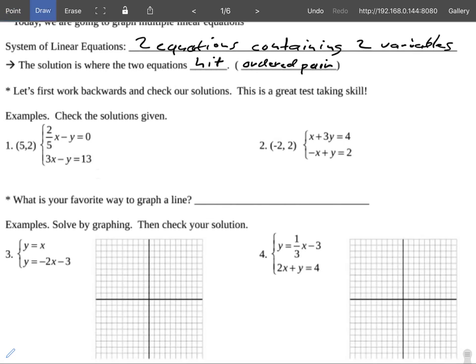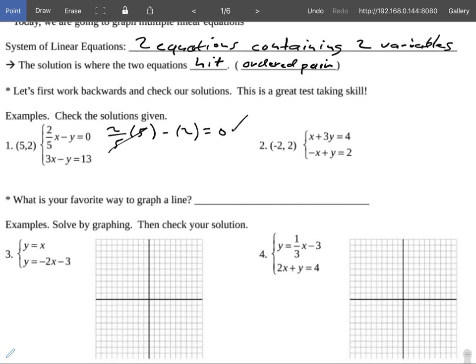So we're going to plug in 5 for the x in the first equation. That would look like 2/5 times 5 minus the y value, which is 2. And we want to see if that's equal to 0. Well, I think you guys can see this 5 on the top and the 5 on the bottom, they would cancel out. So you would just get 2 minus 2 equals 0. So that's true. So this point right here, the point (5, 2), that definitely makes the top equation true.